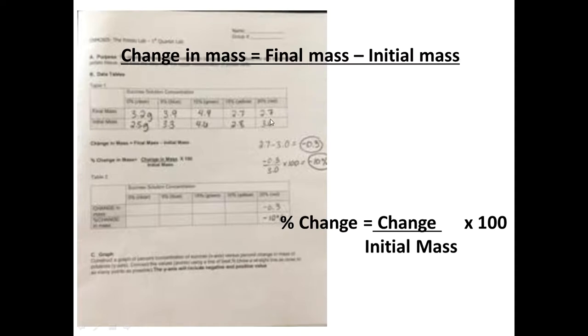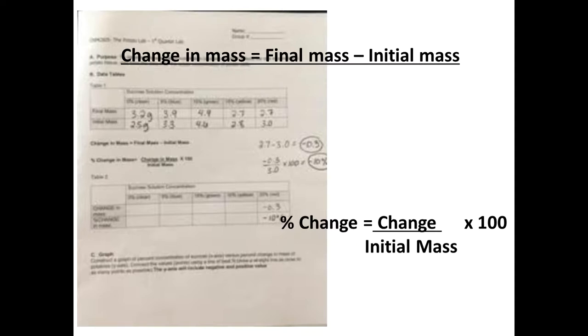Okay, so this is set up for you where we have final mass on top. So for example, this last column I already did. I'm going to do 2.7 final mass minus 3.0 initial mass. That's going to get me negative 0.3. That's okay that it's negative. If some of these numbers are negative, leave the negative symbol there. That's important.